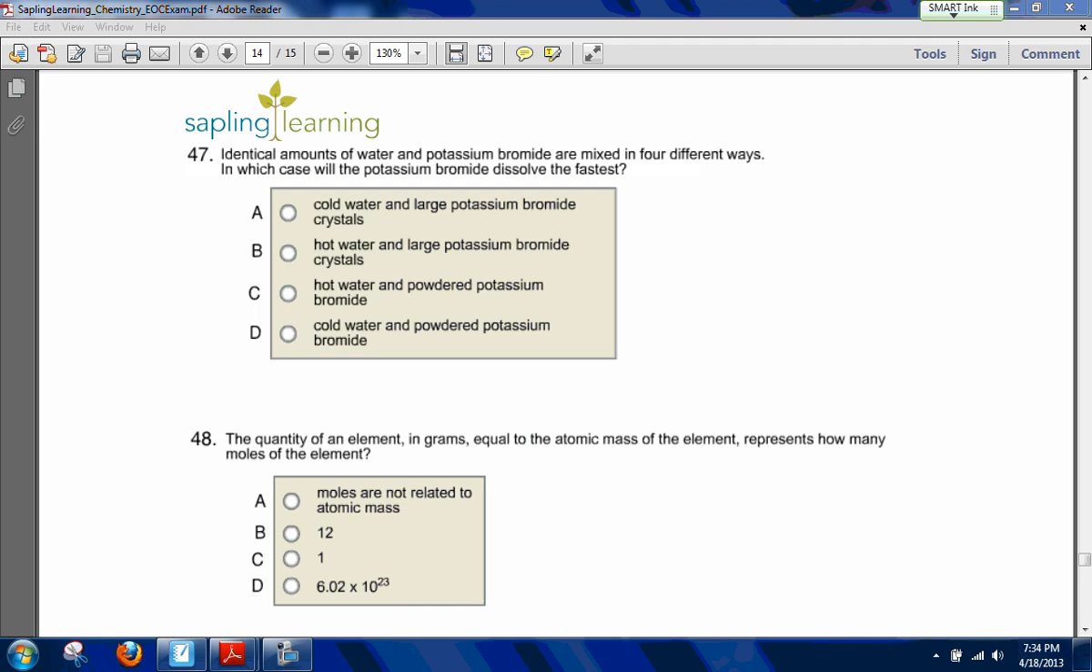So hot water, B and C is heating it. No stirring, large or powdered, so crush it. C has heat it and crush it. That's our answer.